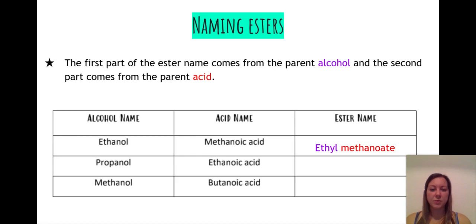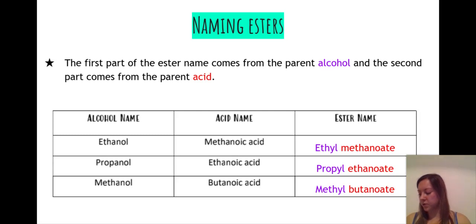The second one then, we have propanol and ethanoic acid. So this is going to become propyl ethanoate. The last one, we have methanol and butanoic acid. That's going to become methyl butanoate. Again, this is something that you have to copy down into your notebook so that you have these for future.